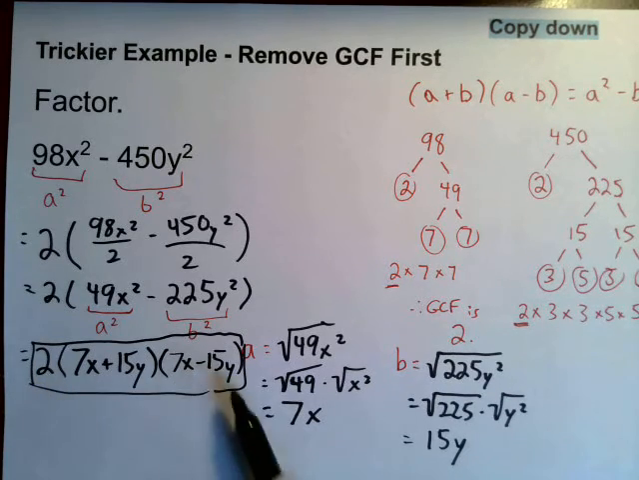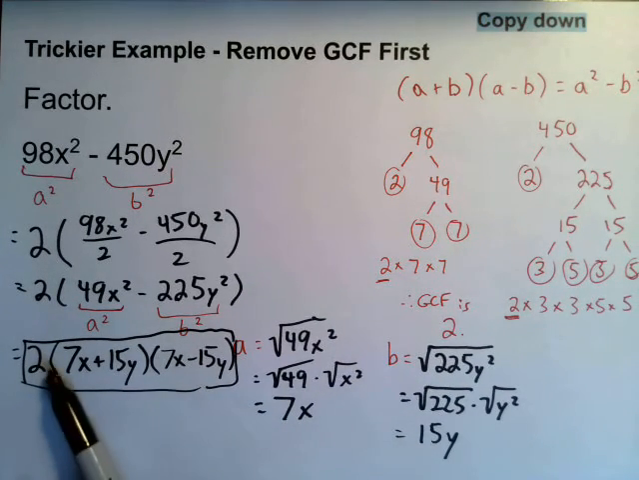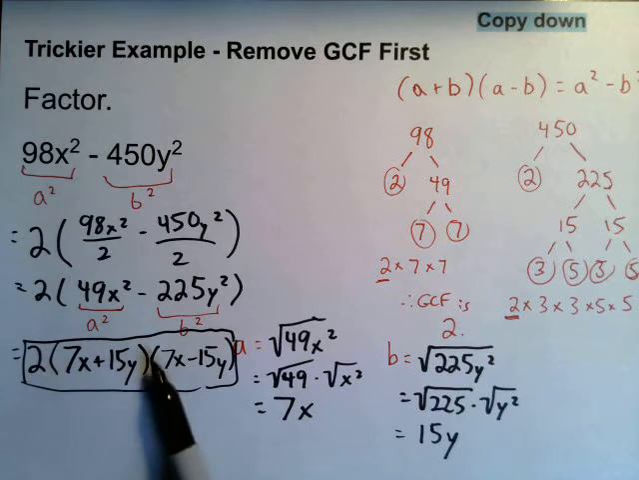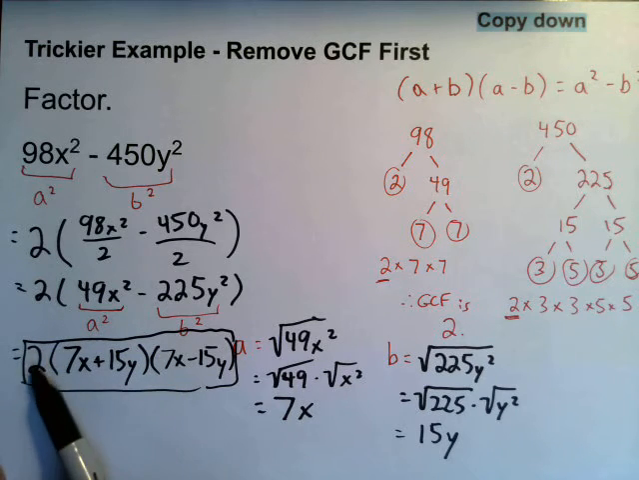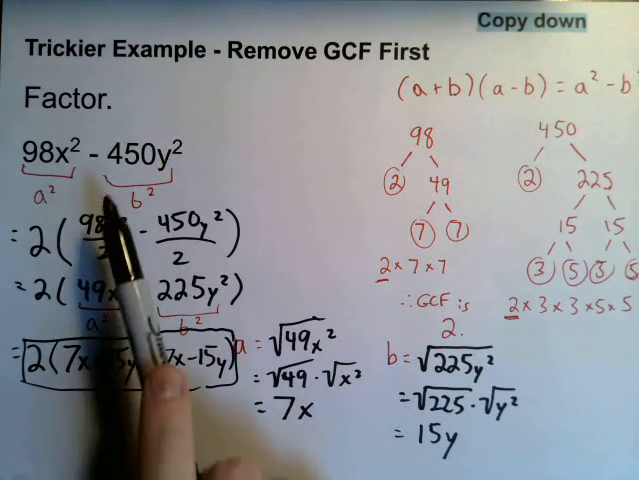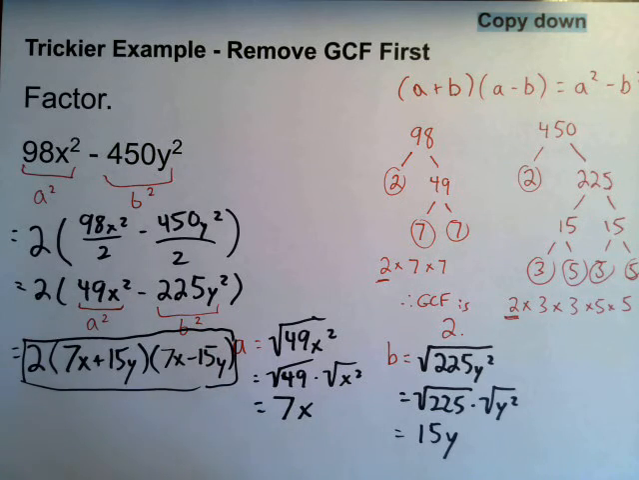And then if you ever wanted to check your work, you could simply expand out the binomials and then multiply that by the greatest common factor, and you should arrive at this same answer. And then that would be your way to prove to yourself that you had factored this correctly.